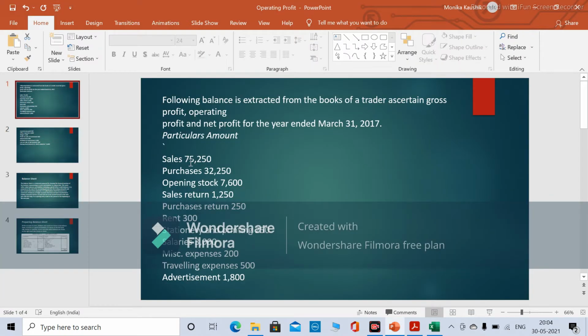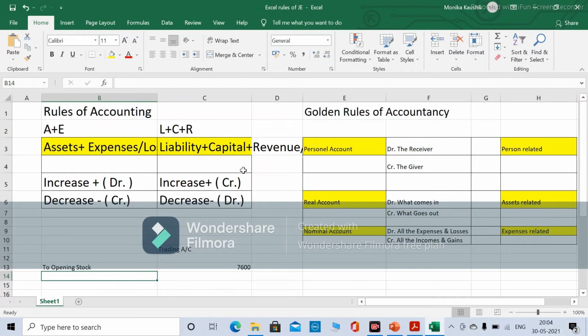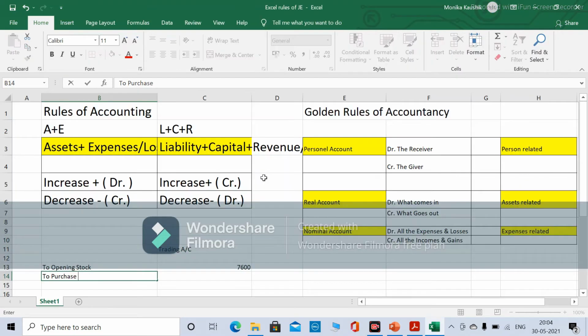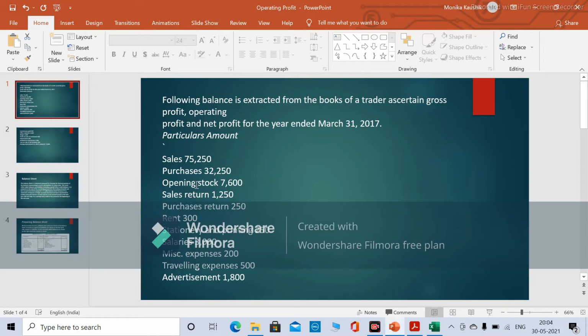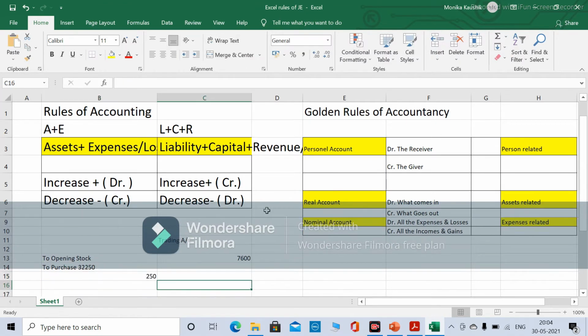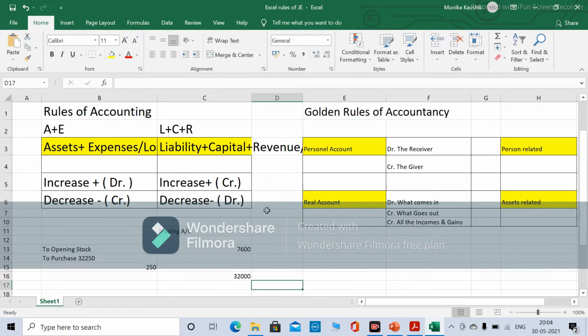Now purchase. If we are preparing any trading account, we'll have to check whether returns are also given or not. Purchase 32,250 and purchase return 250. So total purchase should be 32,000.